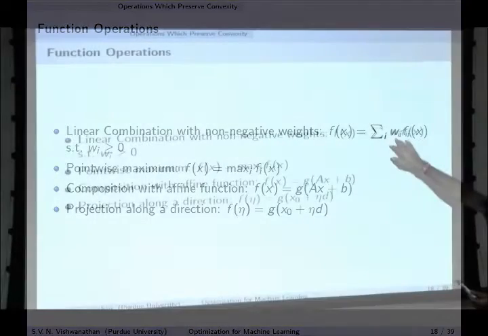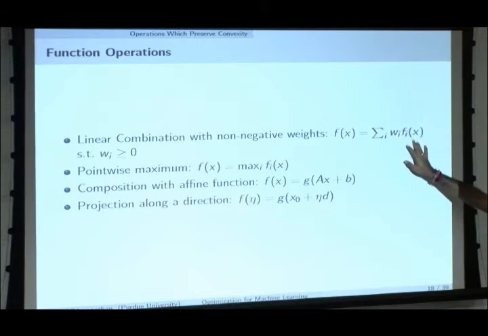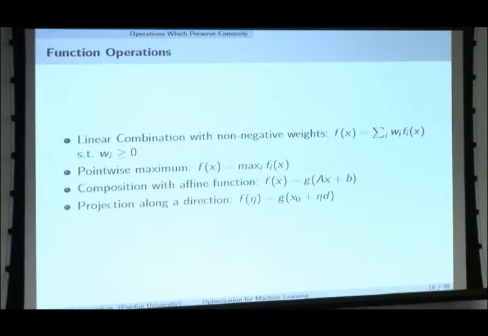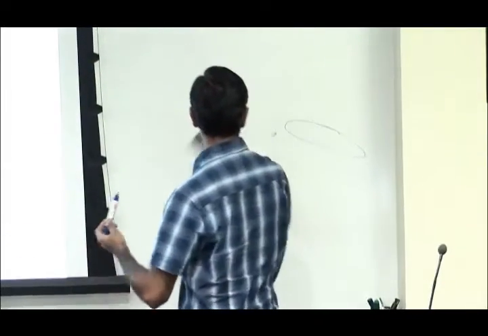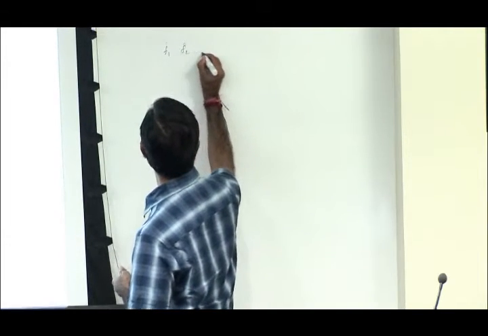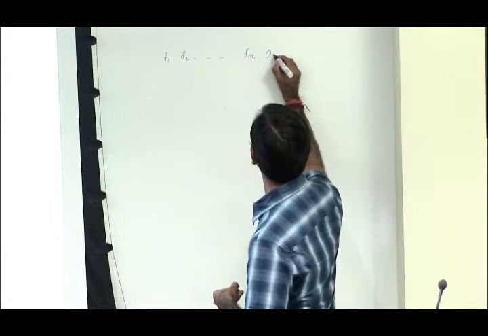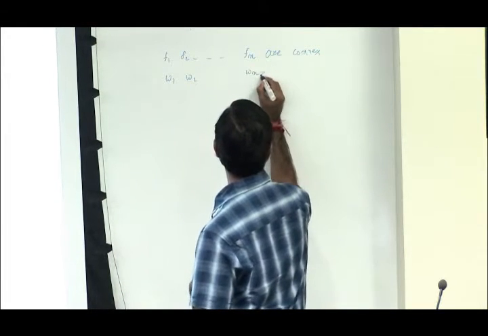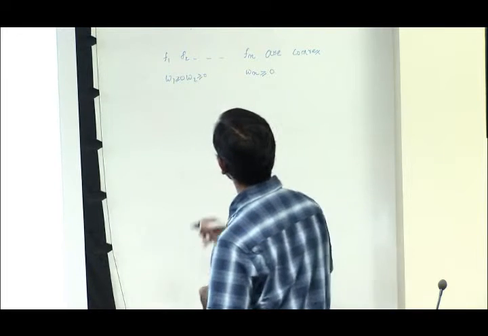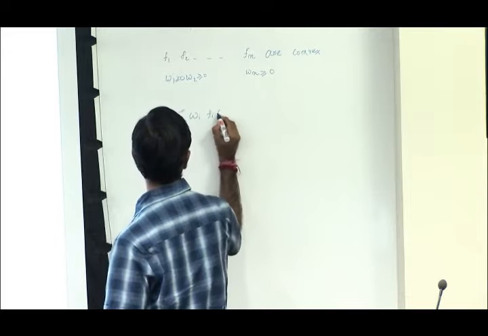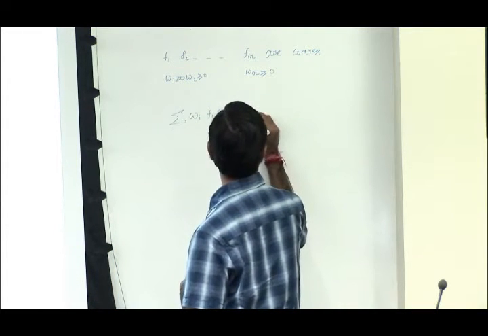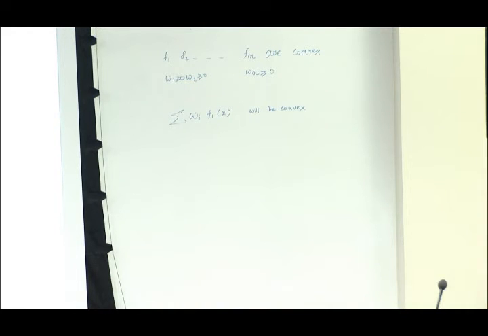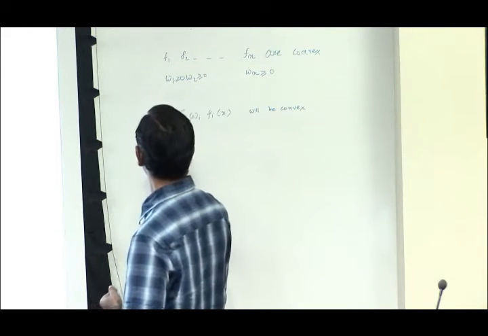If you just take a non-negative linear combination of your convex functions, that will also be convex. So let's say your functions f1, f2 till fn are all convex, and your weights w1, w2 till wn are all non-negative. Then the summation of w_i f_i(x) will be convex. And the proof is extremely simple.